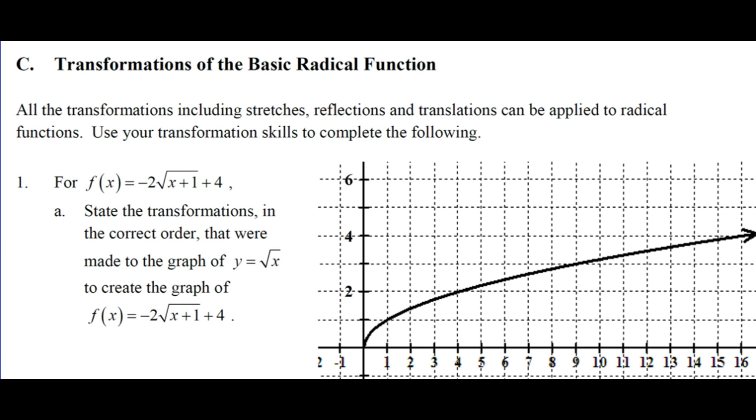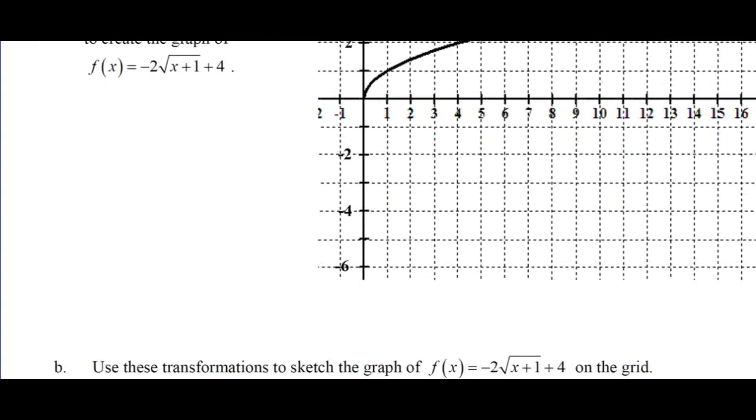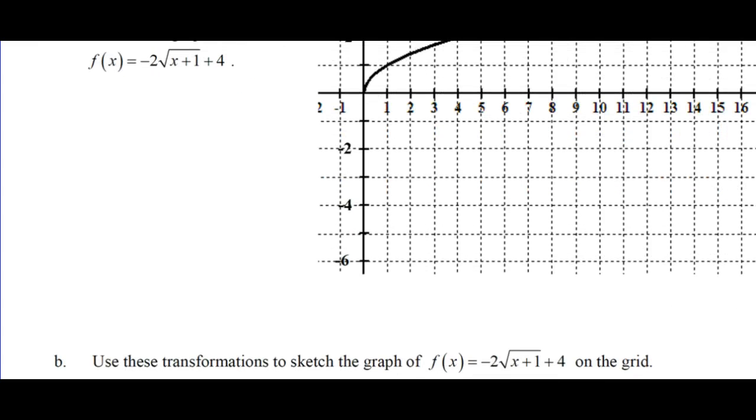So for f of x is equal to -2 times the root of x plus 1, quantity, then plus 4, state the transformations in the correct order. What do we do first? Stretches that were made to the graph of y equals root x to create the graph f of x is equal to -2 root of x plus 1 plus 4.